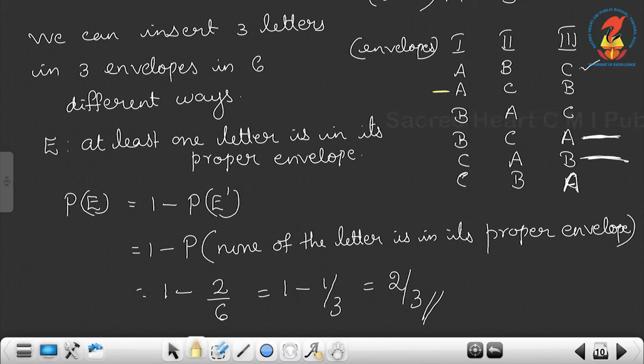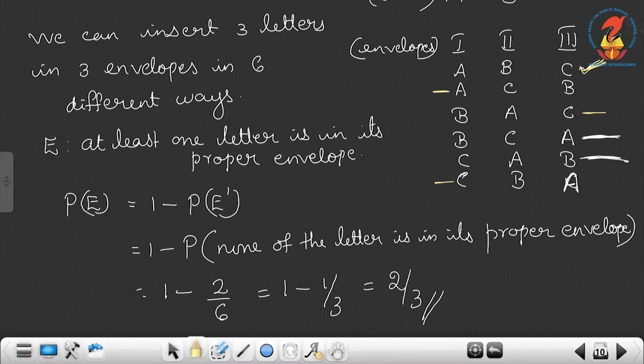Then what about BAC? BAC we can take, C is in the proper envelope. Then CBA we can take now. CBA, B is in the correct envelope. So this color indicates in 3 different ways one letter in the proper envelope. Now 2 letters in the proper envelope, then 3 letters in the proper envelope is this one.